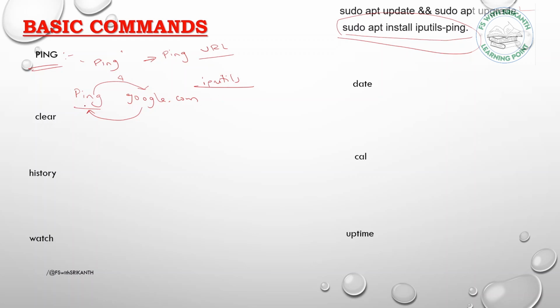So by default ping google.com sends packets every second, but how many times do you want to send the data? Continuously, the ping command keeps sending data to Google, right? If you want to restrict that, use ping -c 10 IP address. What does this do? Ten times it will send.